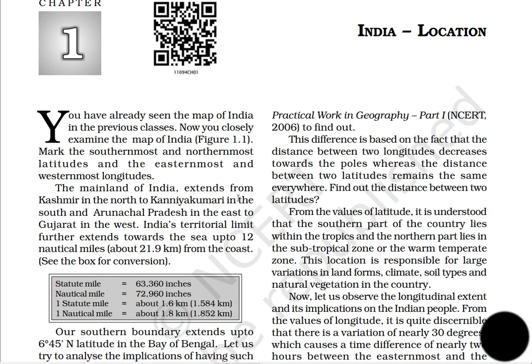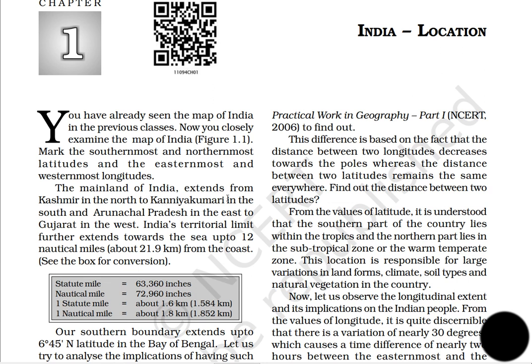Chapter 1, India: Location. You have already seen the map of India in the previous classes. Now closely examine the map of India, figure 1.1. Mark the southernmost and northernmost latitudes and the easternmost and westernmost longitudes.